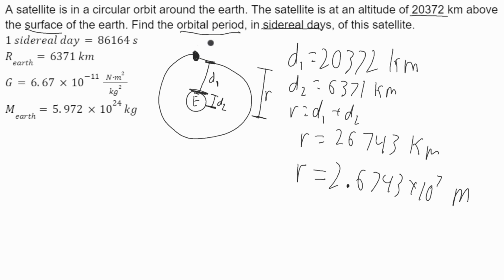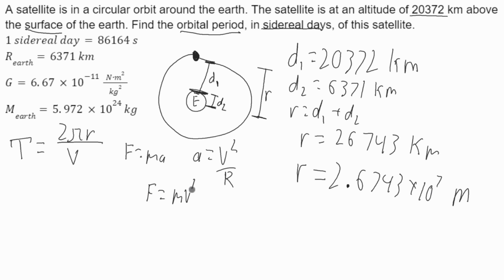Now I'm ultimately solving for orbital period, which is T. This will be equal to 2 pi r over the orbital velocity. Well, to get the orbital velocity, I'll start with F equals ma. Since this is uniform circular motion, a is going to be equal to v squared over r. So F will be equal to mv squared over r. And this is the force of gravity, so it'll be G times the mass of the Earth times the mass of the satellite over r squared. This will be equal to the mass of the satellite, the orbital velocity squared, over the radius. The radius is going to cancel. We'll be left with 1 on the left side. And the mass of the satellite will also cancel.